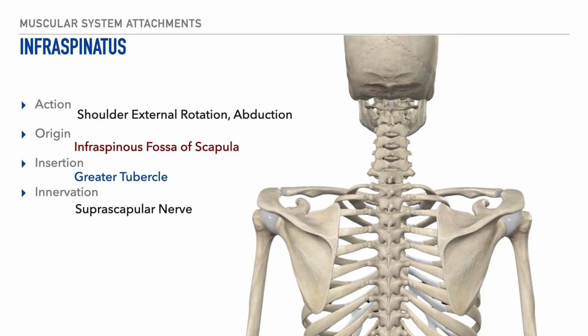Next on our list is the infraspinatus, and its actions include external rotation and abduction of the shoulder. It originates on the infraspinous fossa of the scapula, and we'll show the origin point here. Now keep in mind that the true origin point covers the entire posterior aspect of the scapula, although we're highlighting the medial border. Its insertion is at the greater tubercle of the humerus, and I'll show that insertion point here. And this muscle's innervation is the suprascapular nerve.